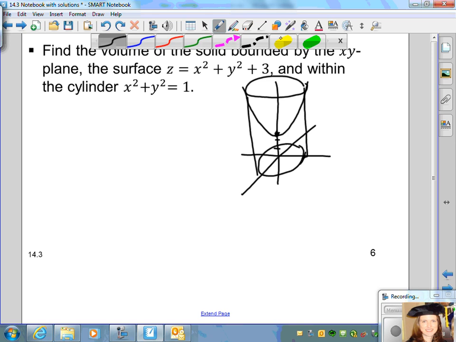So we want to find the volume of this region. It kind of looks like a cylinder with a bowl scooped out of it. And the base region would be this portion in the xy plane.